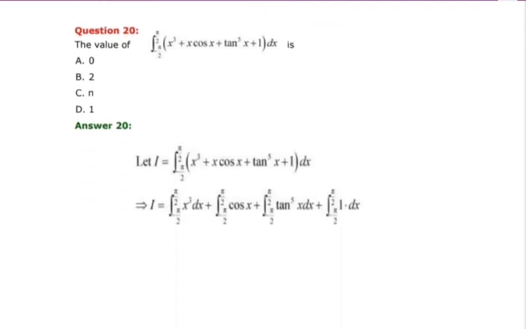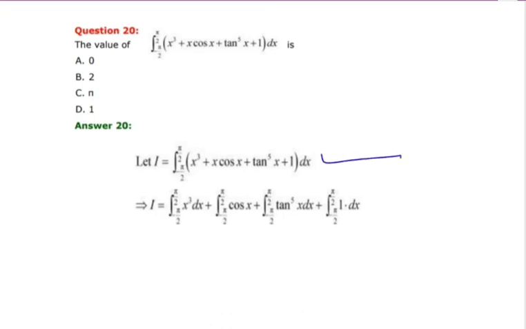So next, finally, 20th question. The value of the integration from minus pi by 2 to plus pi by 2 of x cube plus x cos x plus tan to the power of 5 x plus 1 dx. Four options have been given. So let's check which is the right answer. So integration minus pi by 2 to plus pi by 2 of x cube plus x cos x plus tan to the power of 5 x plus 1 dx.